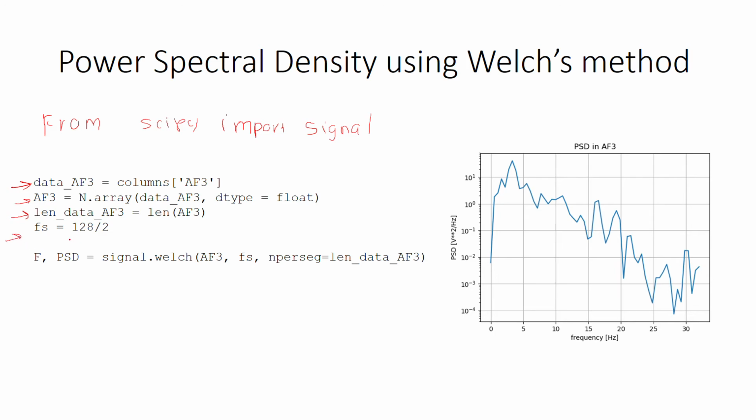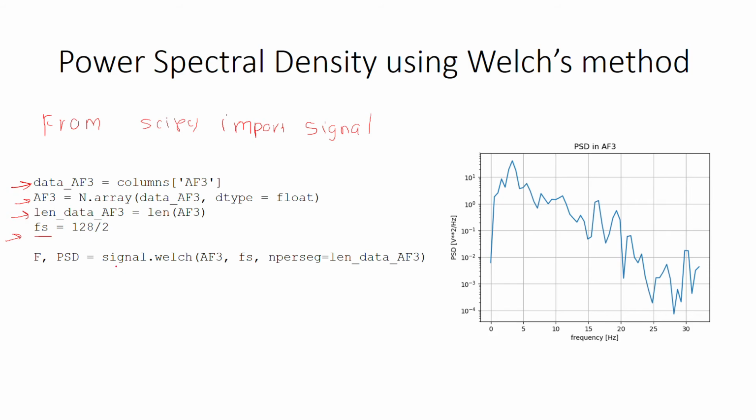As I told you before, the sample frequency of the Emotiv headset was 128 hertz divided by 2, because remember that the Nyquist frequency tells you that you need to sample at minimum twice the maximum frequency that you have in the signal. So 128 over 2 will give you 64 hertz, and that is the maximum frequency that you can have in your recording.